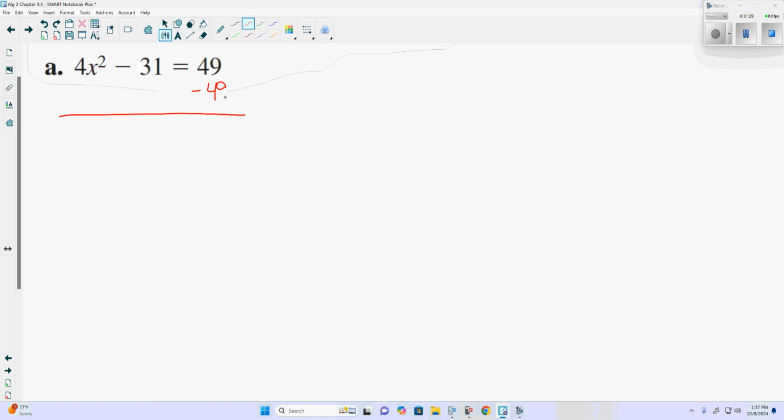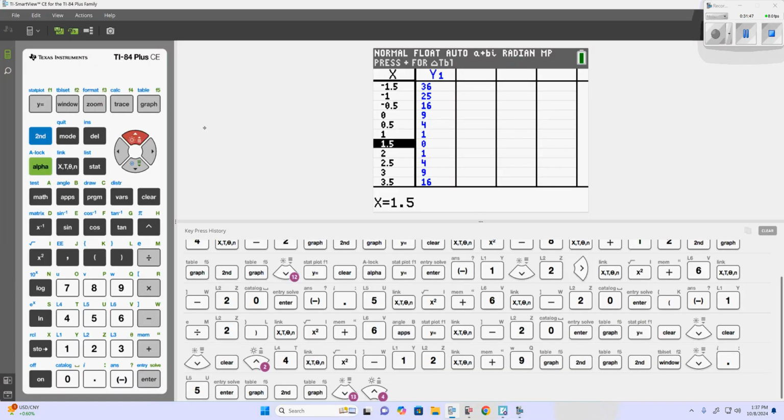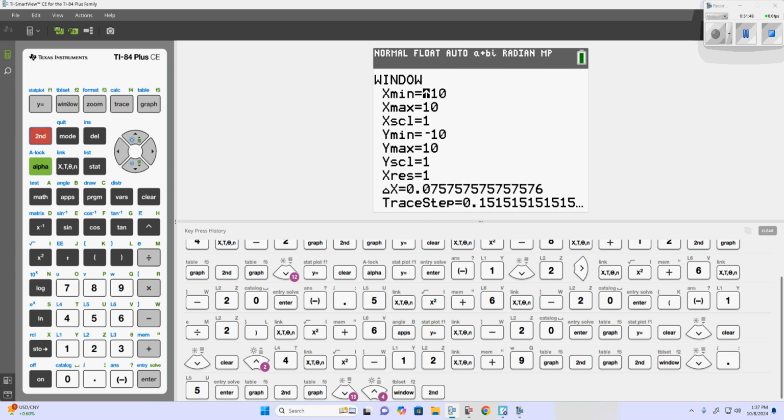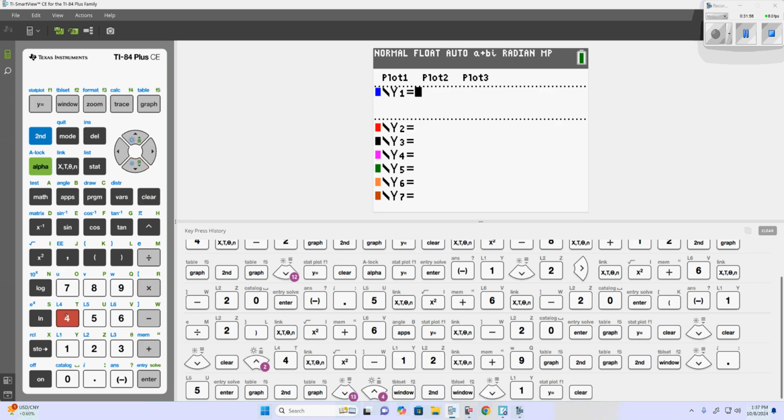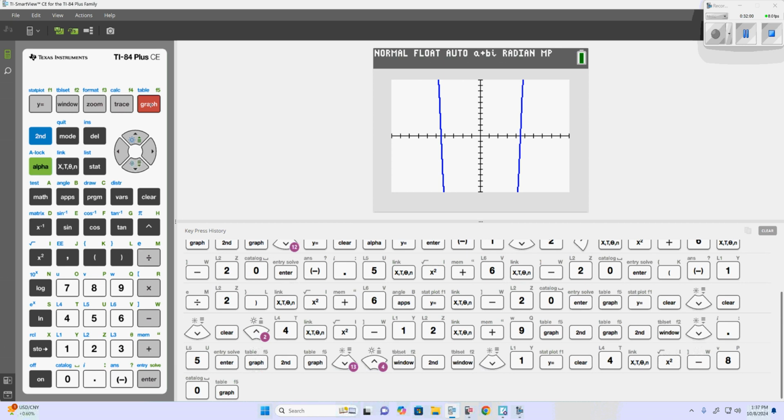To do that, we would subtract 49 from both sides. So we have 4x squared minus 80 is equal to 0. So again, I would watch this. I wouldn't so much write this yet, because I am going to erase everything at a certain point. Window, table set. I'm going to reset this back to 1. So we have 4x squared minus 80.